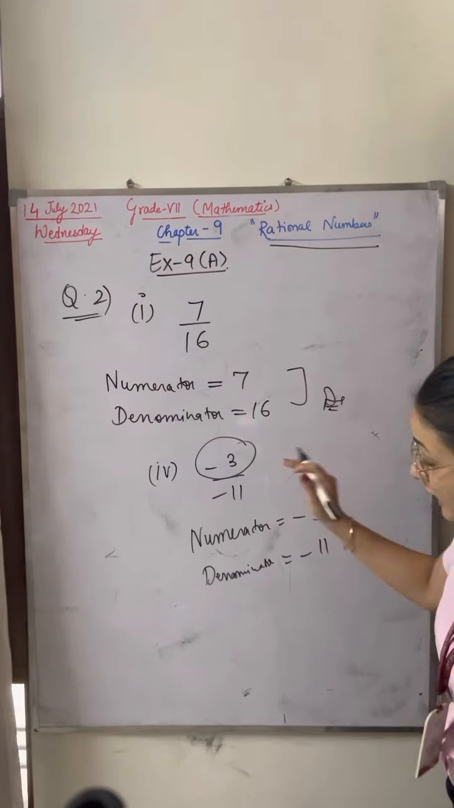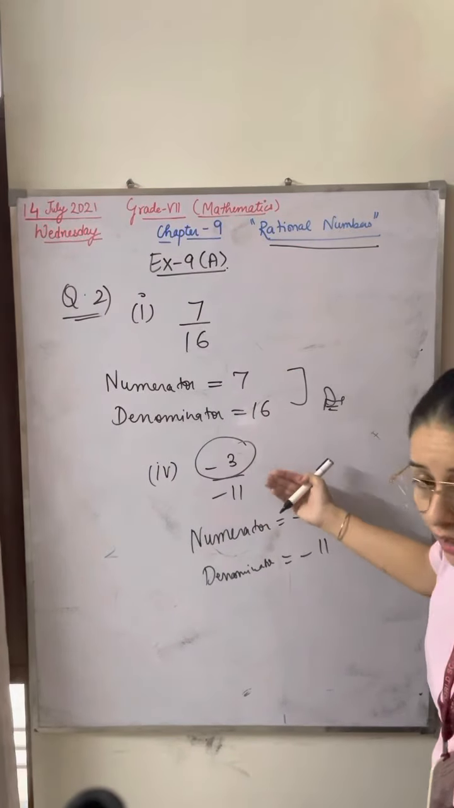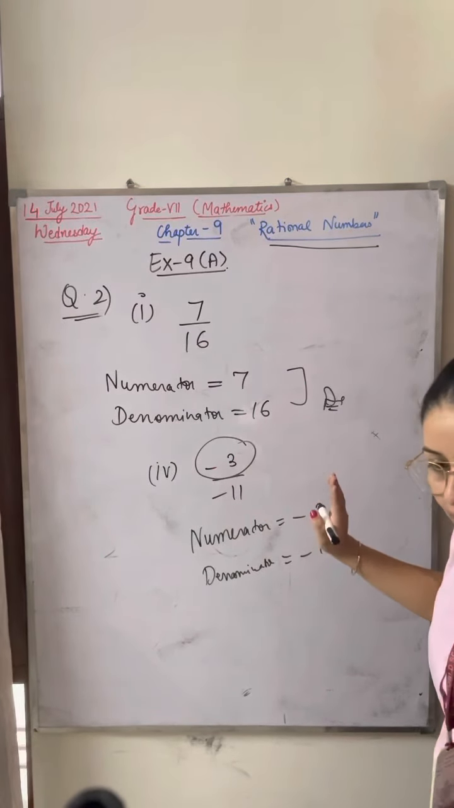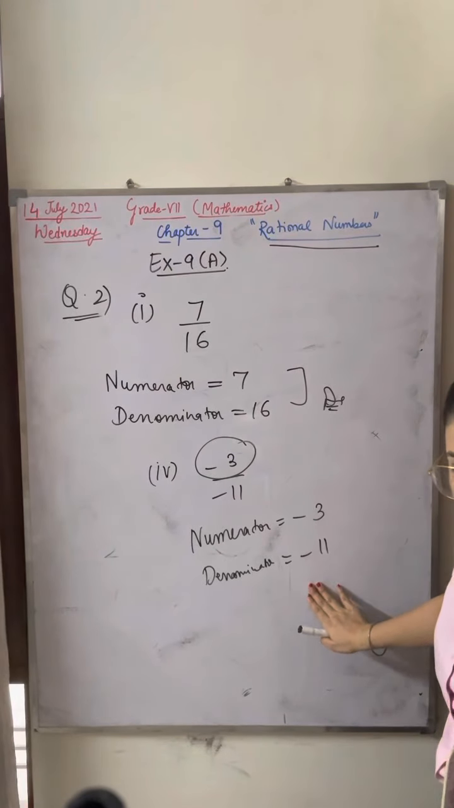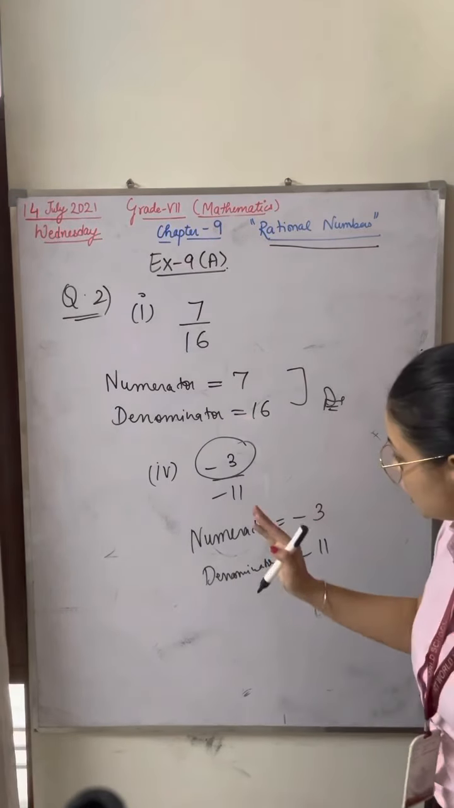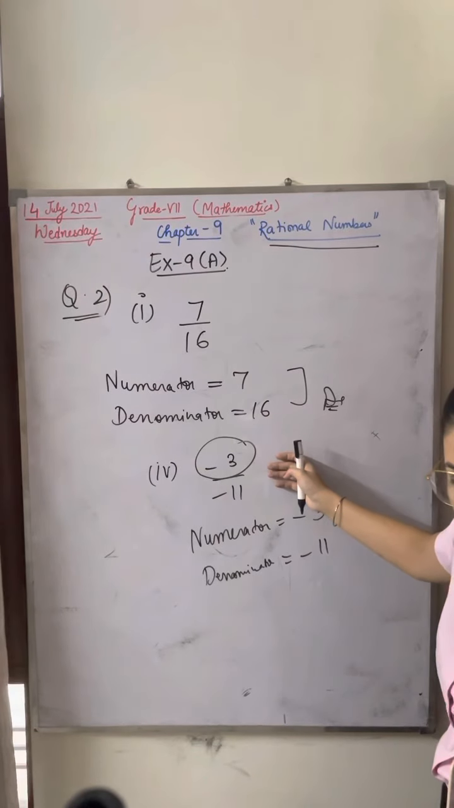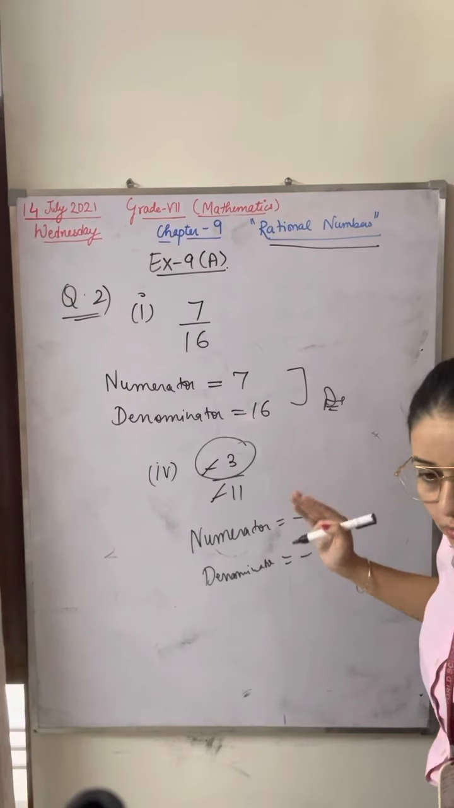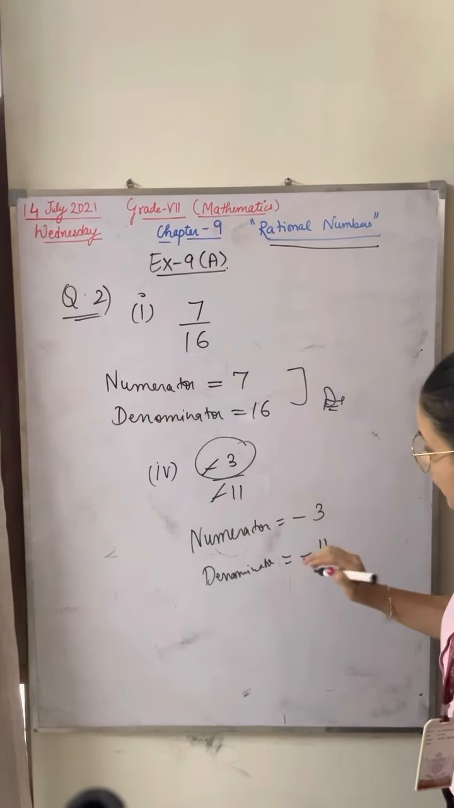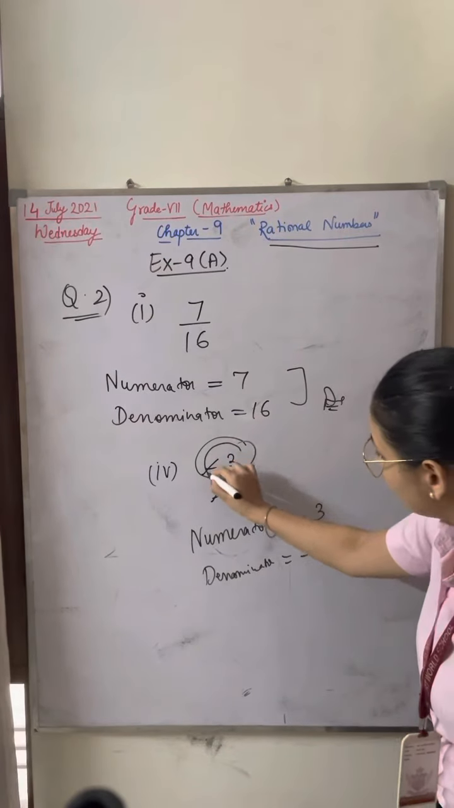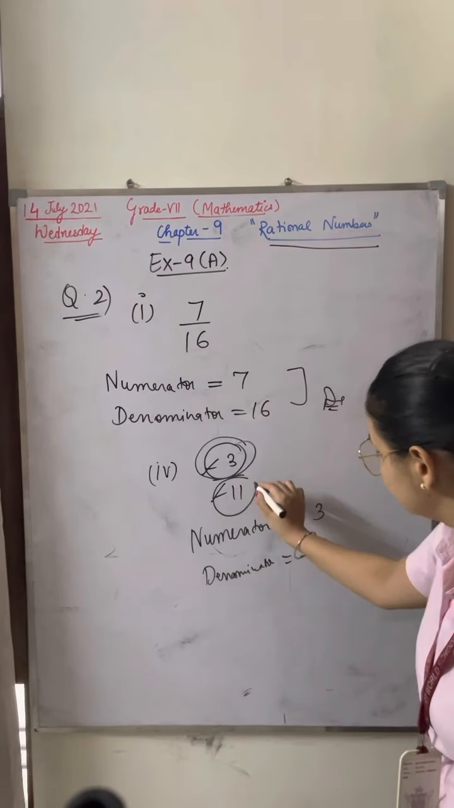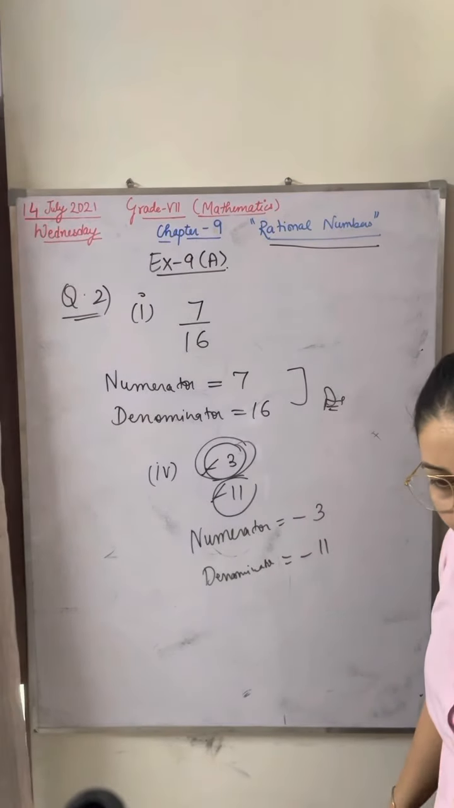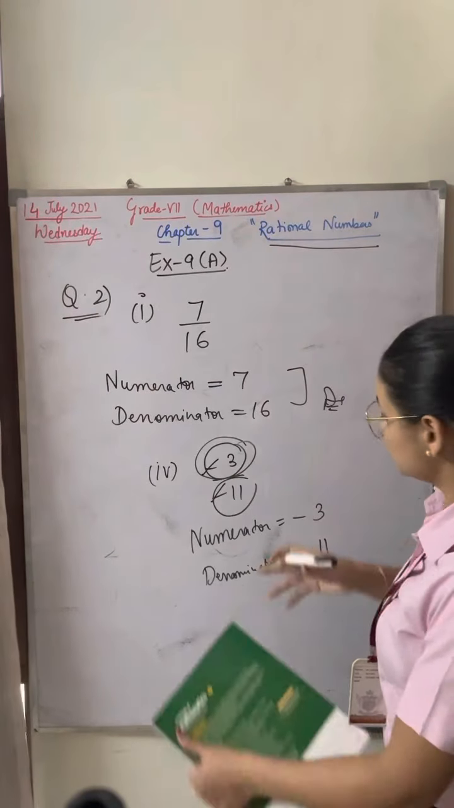Denominator is minus 11. When they ask you to solve or simplify the question, then you have to cancel minus and minus. Otherwise, you write it as it is. If the question is just to write down the numerator and denominator, write as it is: minus 3 and minus 11. No need to cancel the minus sign. Clear to everyone? Okay, one more part. Last part.